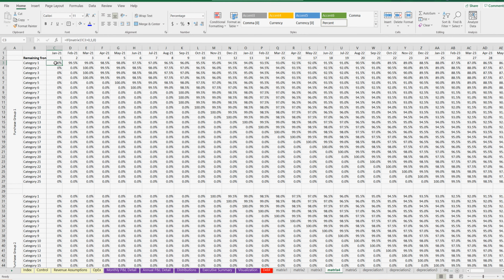Here we go. So this is remaining. You can see there's that 0.5%. It's going down by 0.5 per month. So this is going to apply to the available rental units purchased for cohort 1, for purchase group 1.